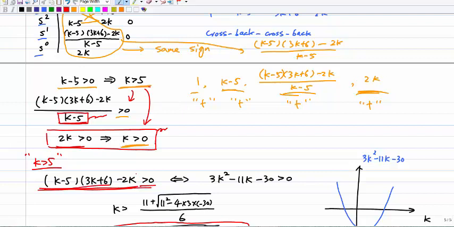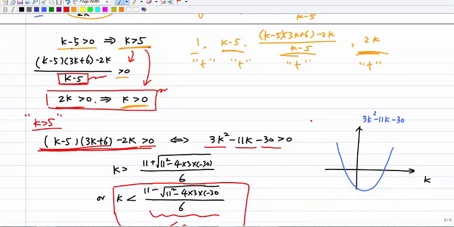If this is positive, I know this is positive, and this is positive, which means the first column of my array really does not change sign. Okay, if I clear this one a little bit, this one can be written as 3k squared minus 11k minus 30 is positive. As long as it's positive, then the first column will not change sign.